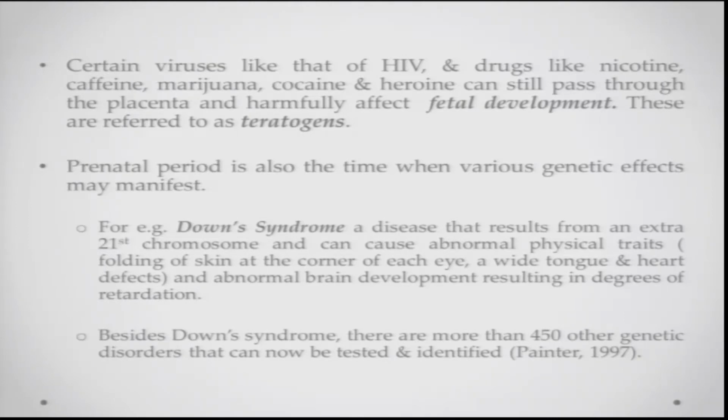There are around 450 different kinds of genetic disorders that can now be tested and identified even while the mother is pregnant. So these are some of the ways that can affect the child's physical and psychological development even before the child has come into the world. Even before the child is born, these are some of the things biologically that might create problems for the child. I'll just talk about some more evidence, some of the more studies about these things.